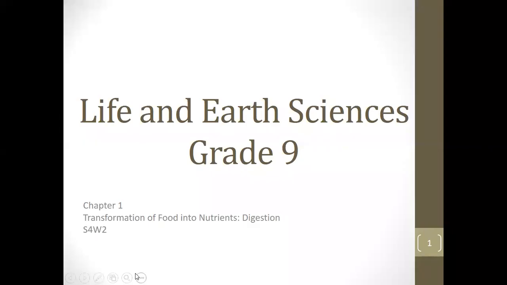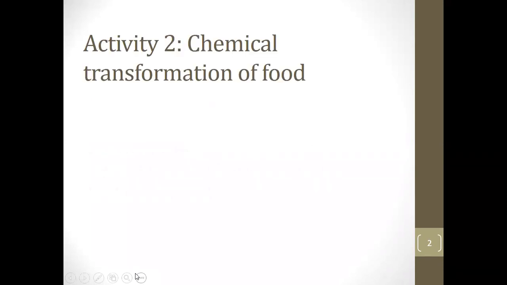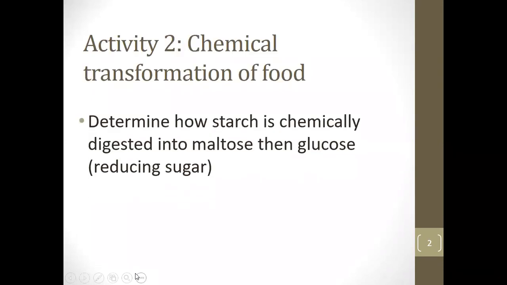Hello, dear students. Today we are going to continue in Chapter 1, Activity 2. After you've learned in the previous video about the role of the salivary amylase, which is an enzyme in the saliva juice, and the food it works on, which is starch. Today we will determine how the starch is chemically digested into a reducing sugar.